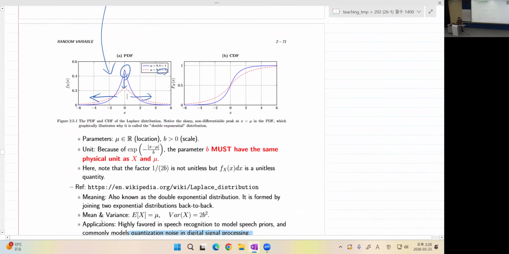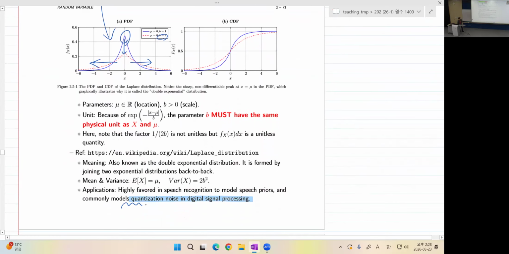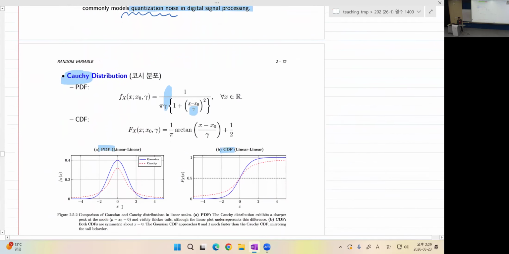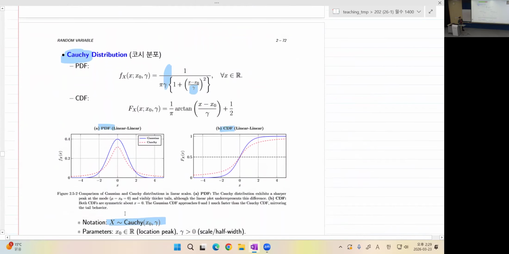By the way, this Laplace distribution is often used to mathematically model quantization noise in your digital signal processor. So you will see it later in other courses. Here comes the most important, actually second most important, because Gaussian is the most important continuous random variable. This Cauchy distribution is the second most important distribution.